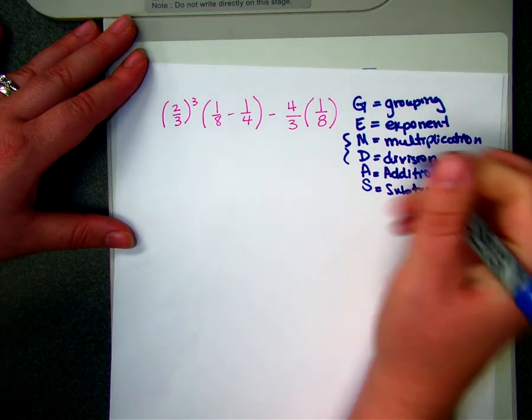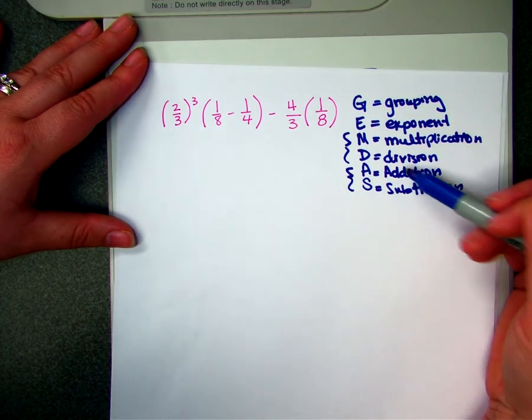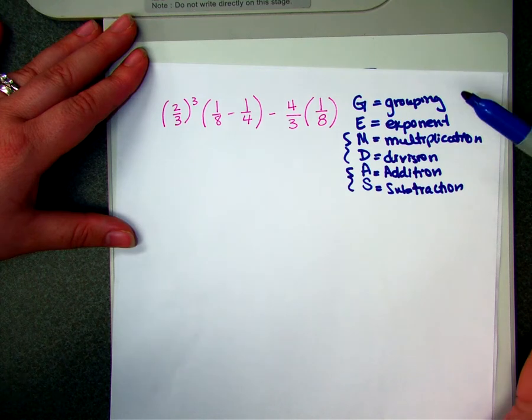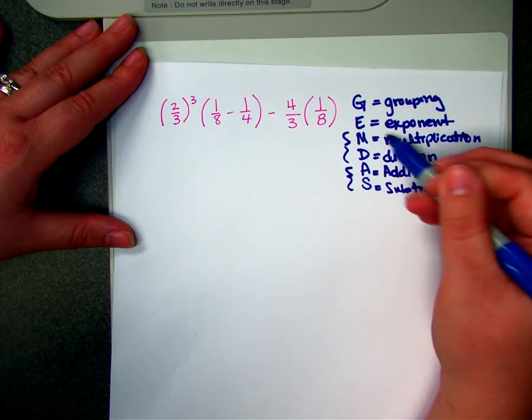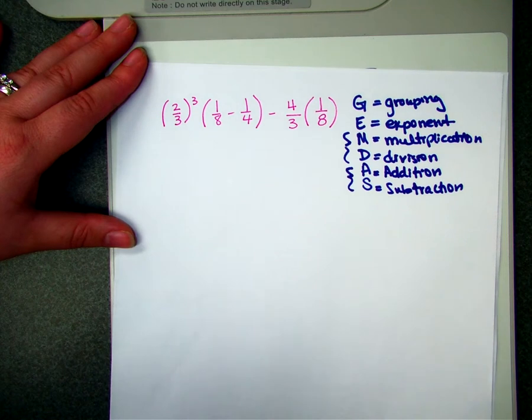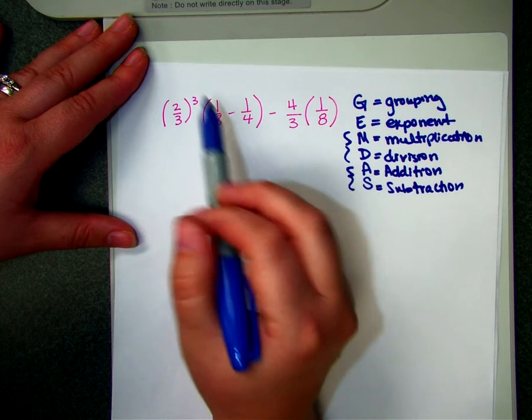And again, these two have the same level of superiority, whichever one comes first from left to right. So grouping automatically first, exponents come second, and then third, either multiplication or division, whichever you see first from left to right, and then finally addition or subtraction, whichever one you see first from left to right. So we're going to look at what we have going on here, our grouping symbols.